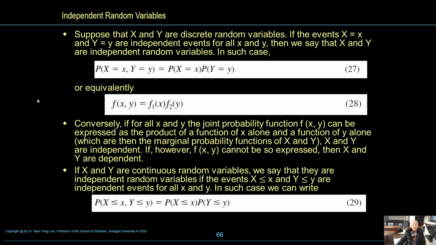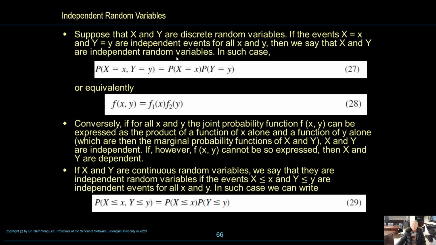Let's talk about independent random variables. Suppose that X and Y are discrete random variables. If the events X = x and Y = y are independent events for all x and y, then we say that X and Y are independent random variables.